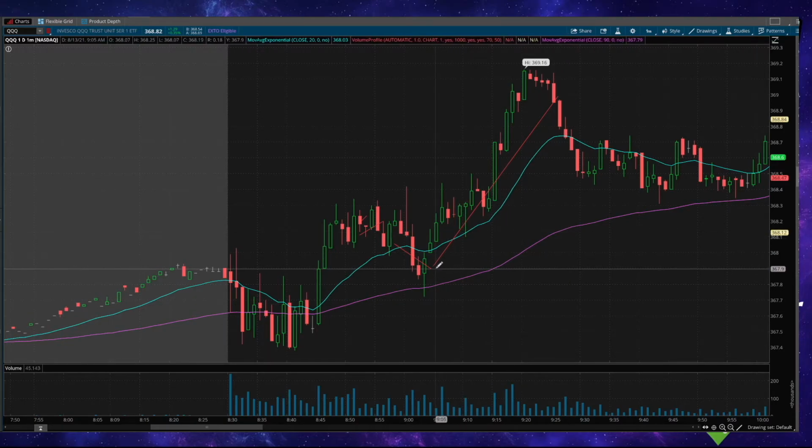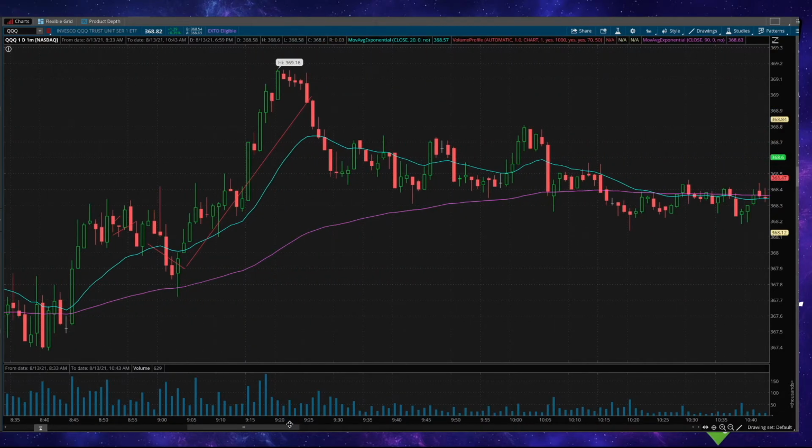So that would have been a nice little 367, 368. That's a $1 move. So if you bought 100 shares, you just made $100 off that move. And then again, we're looking for a spot where a green candle engulfs the red candle. Looks like we got one here. So maybe we buy in.